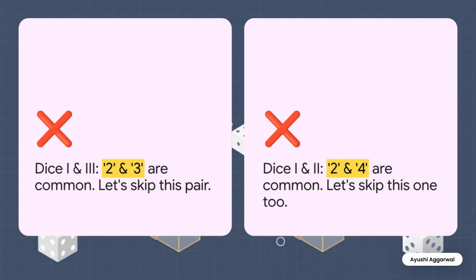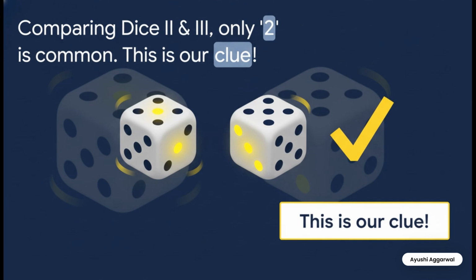This won't help us find all the opposite pairs. So let's skip this one. Now look at dice I and II. Here, 2 and 4 are common. So we'll skip this pair too. So, what's left? Let's check out dice 2 and 3.